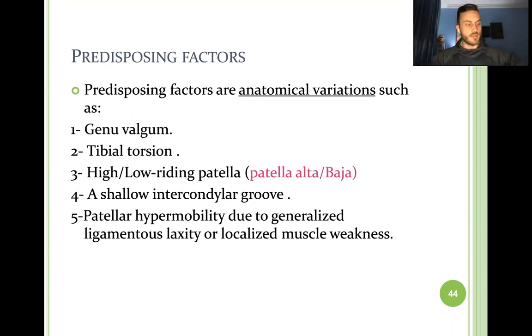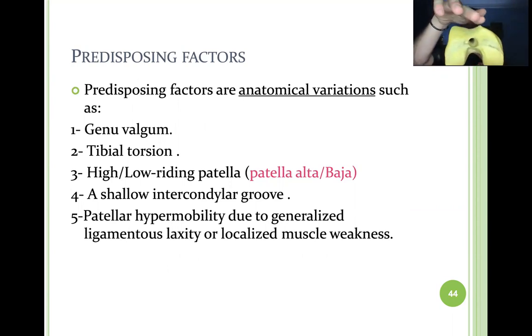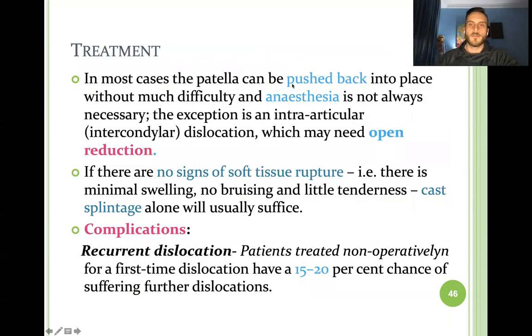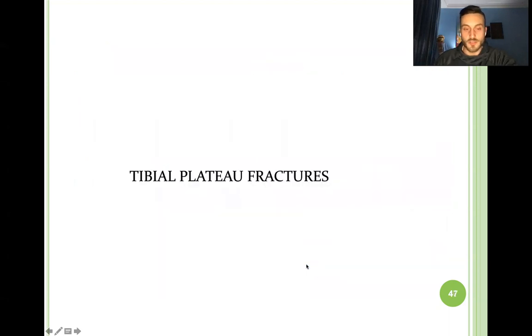Shallow intercondylar groove, which is this groove I told you about. This is intercondylar. If it's shallow, there is no angle between these two condyles. Patellar hypermobility or ligamentous laxity. As you can see in this X-ray, there is a patellar dislocation, which is lateral. So this is lateral dislocation. In most cases, you can push back the patella and it's going to be back to normal. The problem is the complication of recurrent dislocation, in 15 to 20% of these patients.